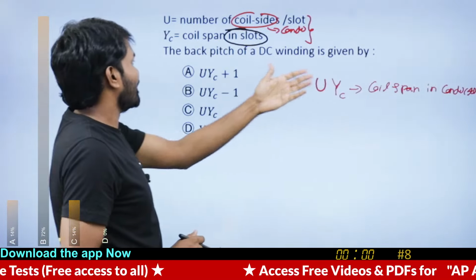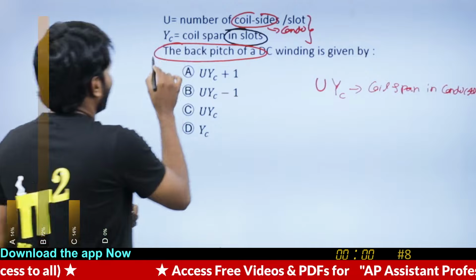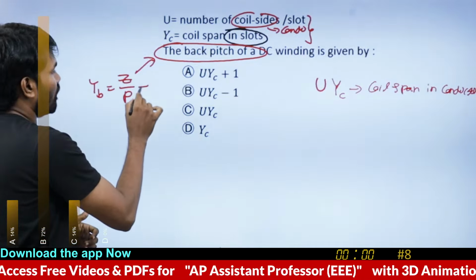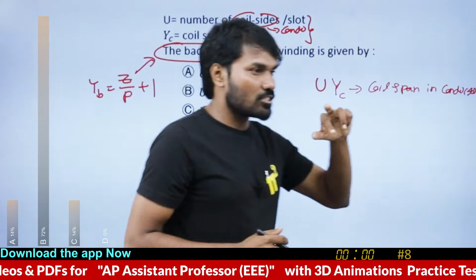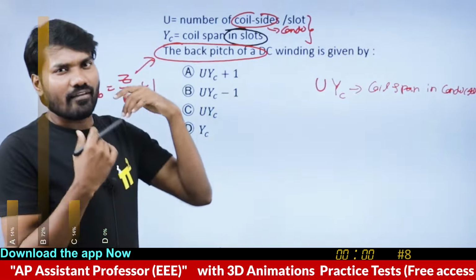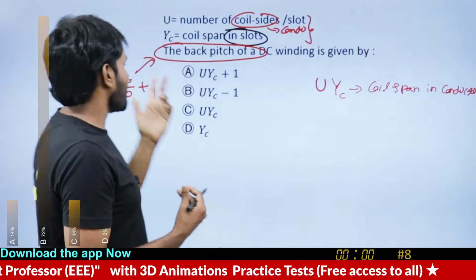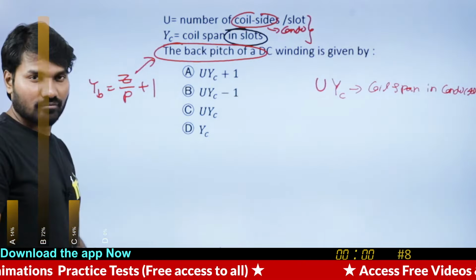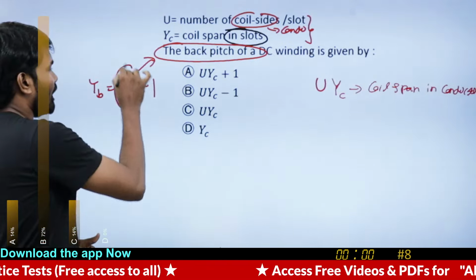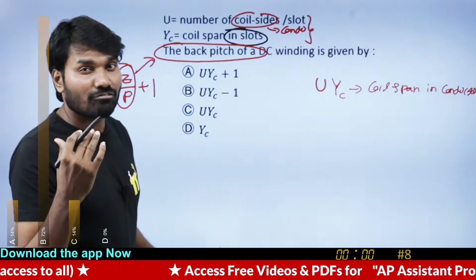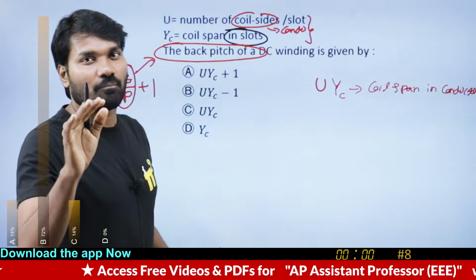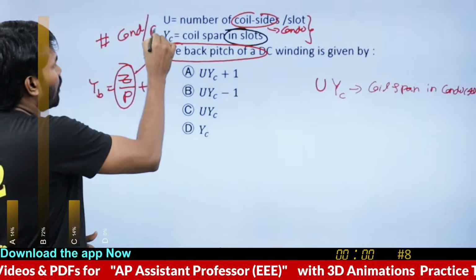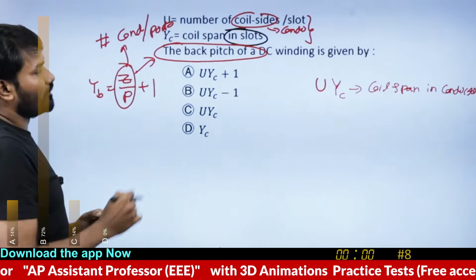Back pitch is YB, back pitch is equal to Z by P plus 1. Of course, it depends on if that is a progressive winding or retrogressive winding. If nothing is given, we'll take it as a progressive winding. It is Z by P plus 1. What is Z by P? Number of conductors per pole. Number of conductors per pole is Z by P.